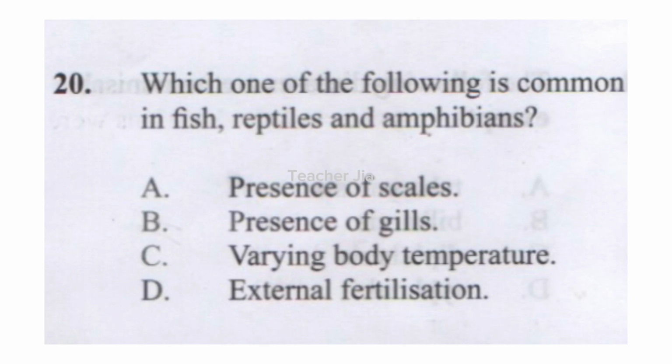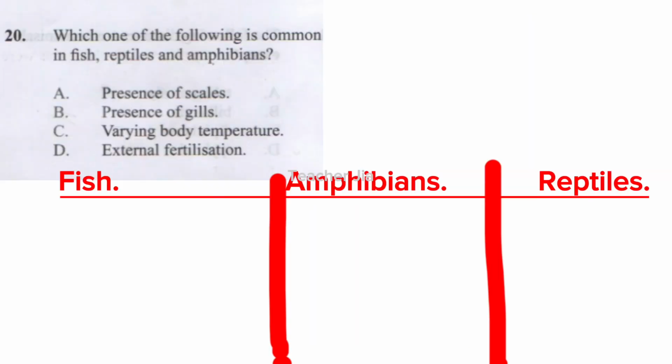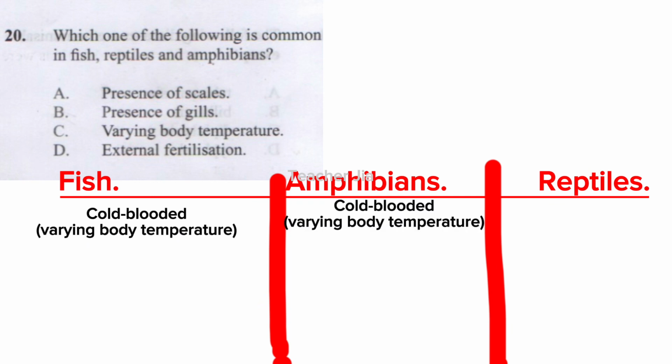Which one of the following is common in fish, reptiles, and amphibians? These are cold-blooded animals under vertebrates. So let's talk about this. I've drawn a table here of fish, amphibians, and reptiles. And one similarity about them, and we all can agree, is that they're all cold-blooded animals with varying body temperature.